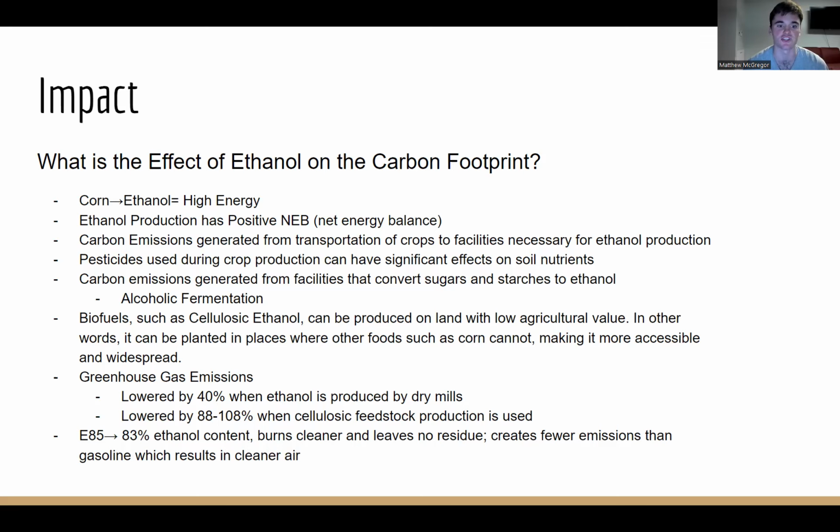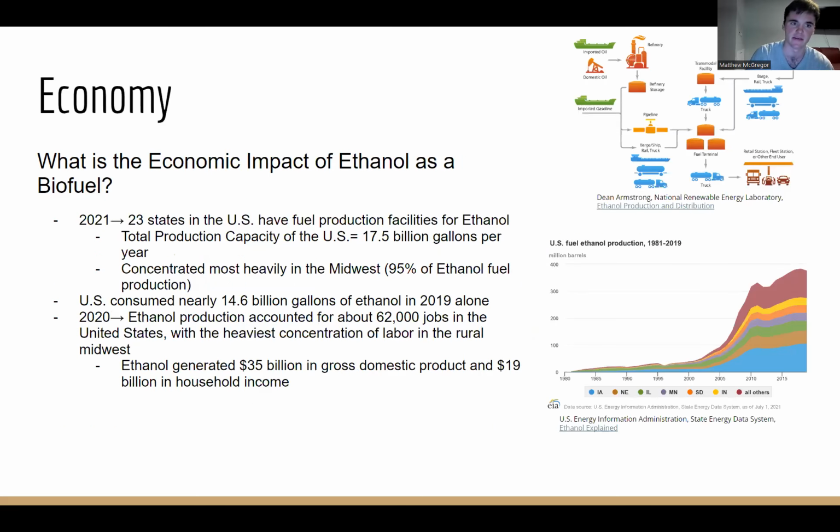But biofuels such as cellulosic ethanol can be produced on land with low agricultural value. And this can make it more accessible and widespread, which is also better because it doesn't require as many pesticides to fertilize it. And then there's also E85, which we talked about is 83% ethanol content. And this can burn cleaner and leave no residue, which would probably be a safer bet than the E10 blend of ethanol and gasoline. This can create fewer emissions and cleaner air.